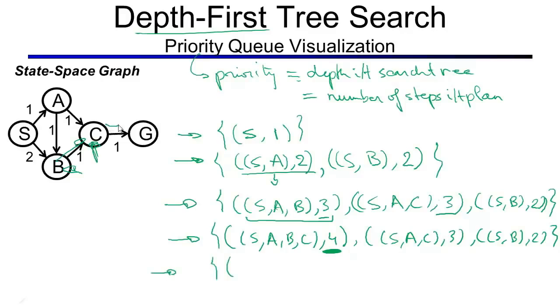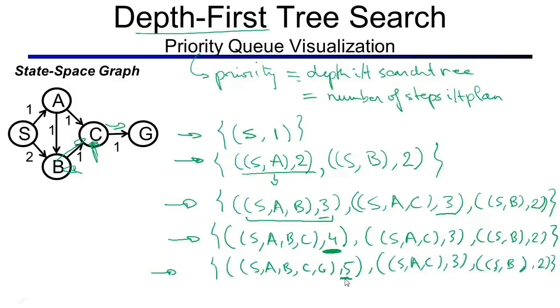C has only one successor, G. So after expansion we get one successor, SABCG. This has a priority of 5, and the other two remain on the queue as they were. The next one to expand is this one here with a priority of 5.